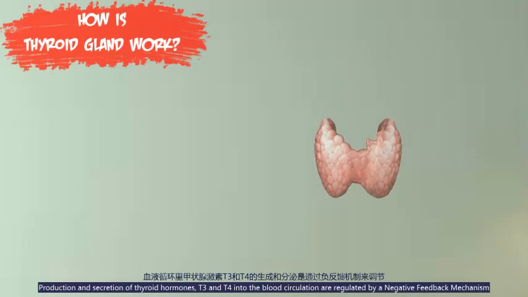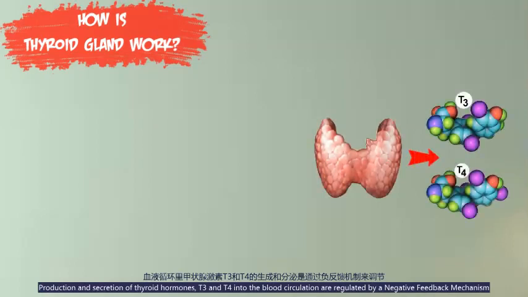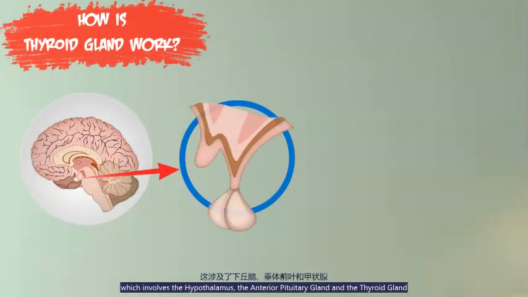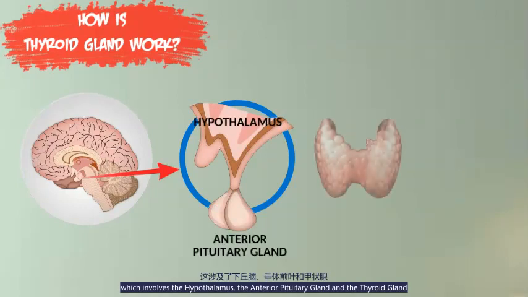How does the thyroid gland work? Production and secretion of thyroid hormones, T3 and T4, into the blood circulation are regulated by a negative feedback mechanism, which involves the hypothalamus, the anterior pituitary gland and the thyroid gland.